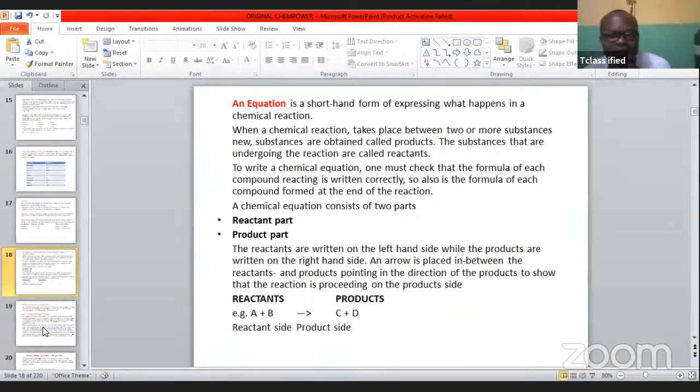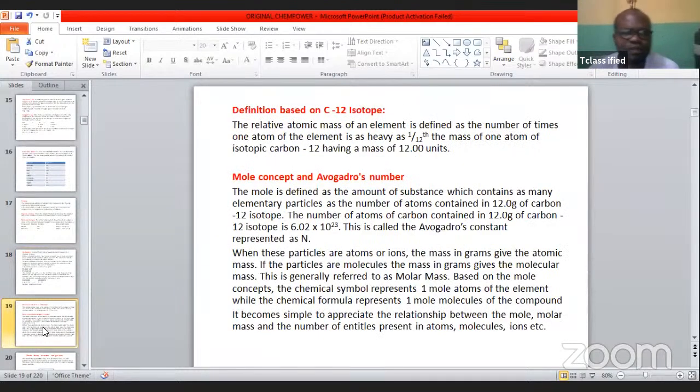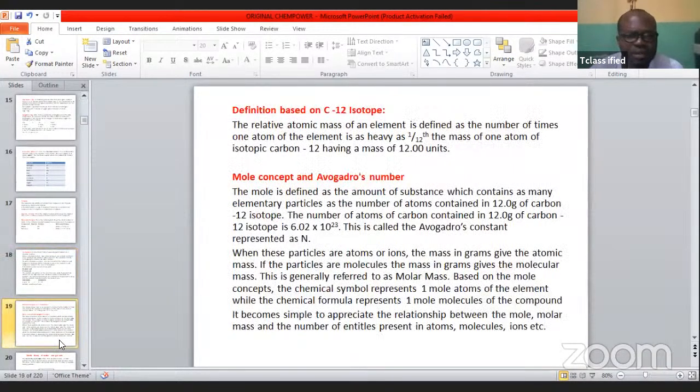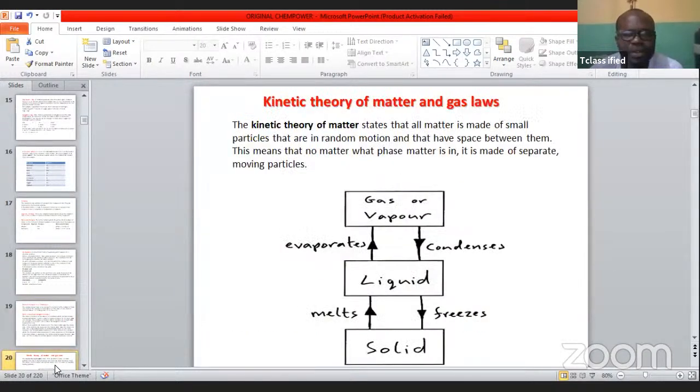So these are basic concepts. We are going to solve a whole lot of problems on past questions on what we just did today, so take note of them. That's why I'm moving faster, since we are not solving it now. Okay, definition based. Let's see what we have: more concepts and abbreviations, kinetic theory of matter, laws, gas laws.